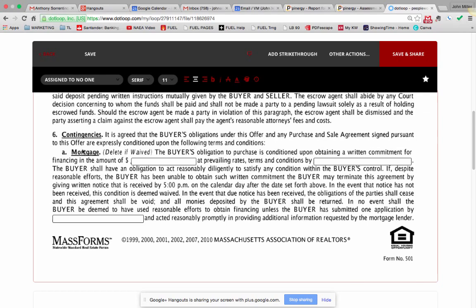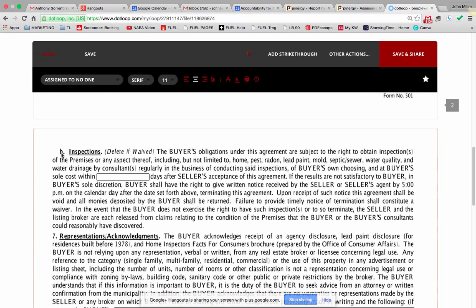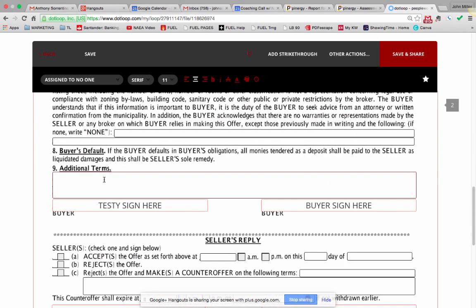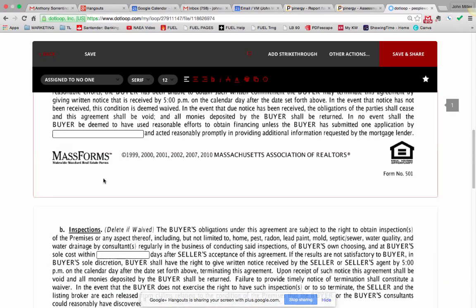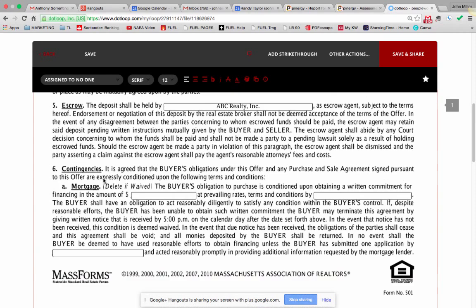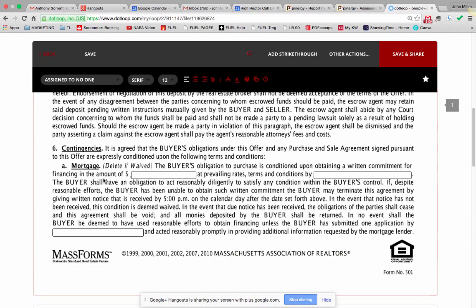So here is a list of contingencies. Contingency number 1 is A, mortgage. Contingency number 2 is B, inspections. You can add additional contingencies down here at the bottom. One contingency that we see a lot now is that it's subject to the property appraising at or above the purchase price, right? Right. So here we are, the mortgage.